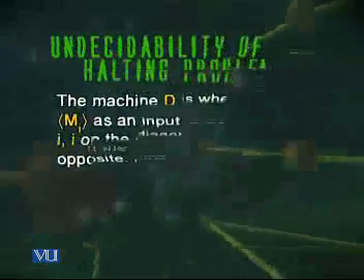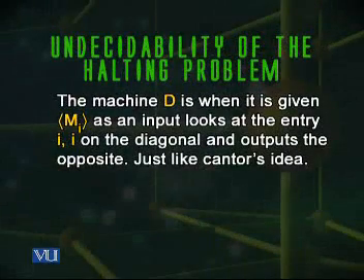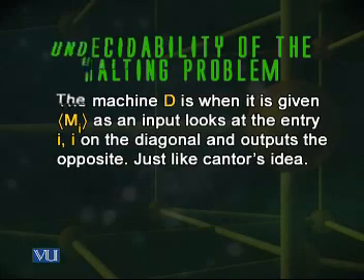Actually, we are going to define D by looking at the diagonal of this matrix. The machine D, when it is given the input, the description of Mi, looks at the ith diagonal entry and outputs the opposite. Just like in Cantor's idea, we go down the diagonal and do exactly the opposite of what the diagonal entries are. So D gets an input Mi, goes to the diagonal, finds out what it is, and does exactly the opposite. If H was accepting on the diagonal, then D rejects. If H was rejecting on the diagonal, then D would accept.